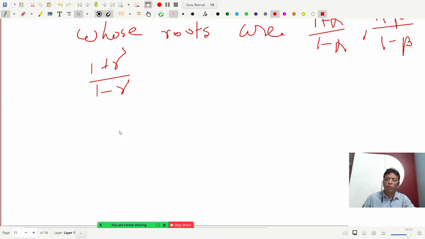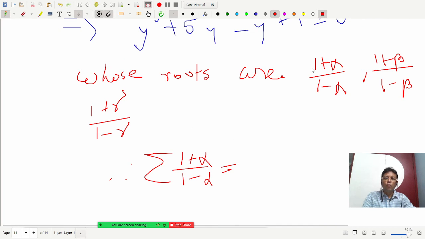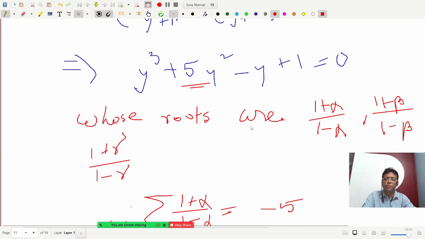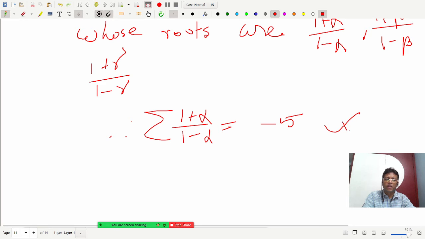So what is the sum of the roots? What is the sum of the roots? So summation (1 plus alpha) by (1 minus alpha) signifies (1 plus alpha) by (1 minus alpha) plus (1 plus beta) by (1 minus beta) plus (1 plus gamma) by (1 minus gamma). So this summation equals minus 5. Look at that, this is minus b by a, the first one. So minus 5 is the answer.